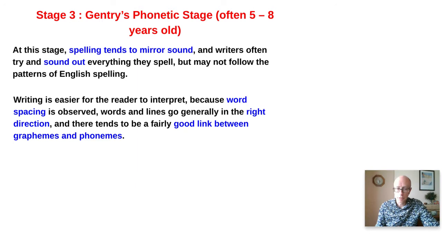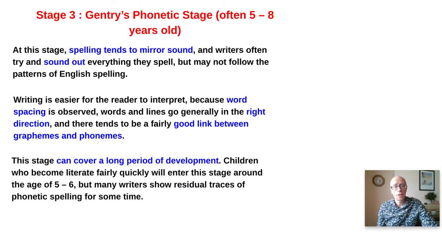Certainly the writing is easier for the reader to interpret because you've got your word spacing, so you can actually see what an individual word is. And the words are tending to go in the right direction. So at this stage, you're getting a developing good link between graphemes and phonemes, certainly more developed than in the semiphonetic stage. This stage can cover quite a long period of development. Children who are becoming literate fairly quickly can be in this phonetic stage at the age of 5. On the other hand, you might have writers who show residual traces of this phonetic spelling for a long, long time, perhaps even going into secondary school.